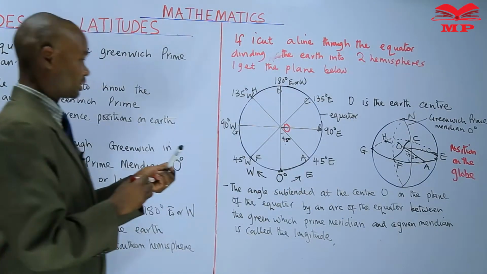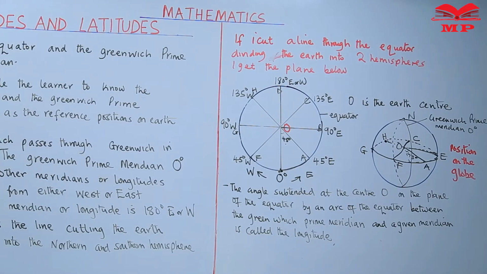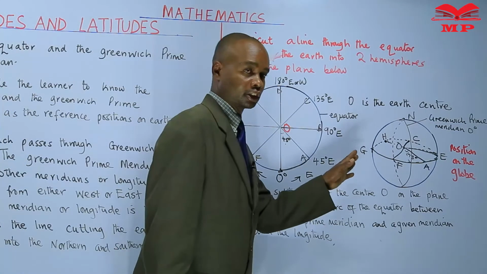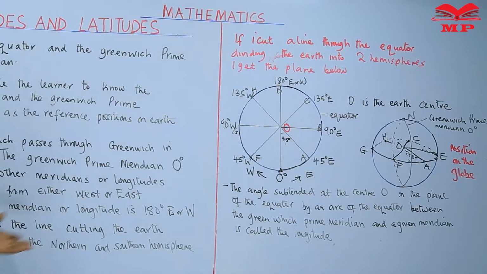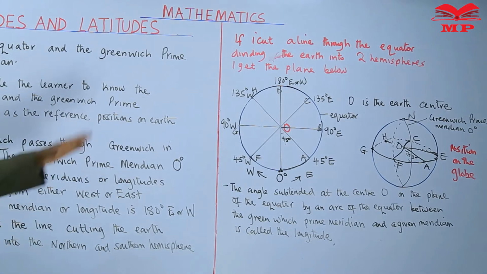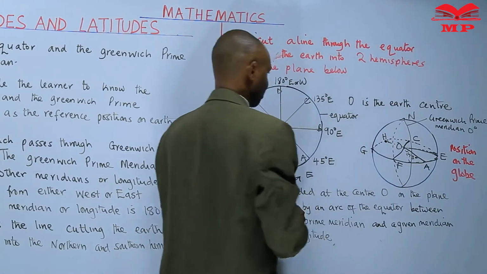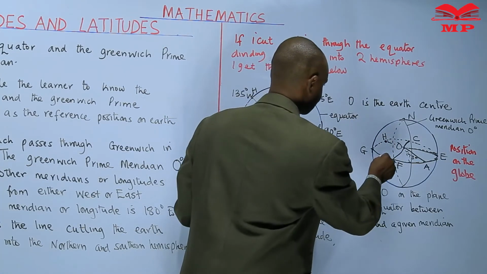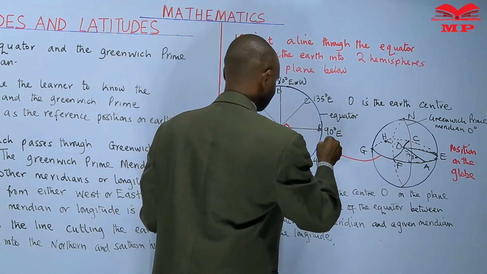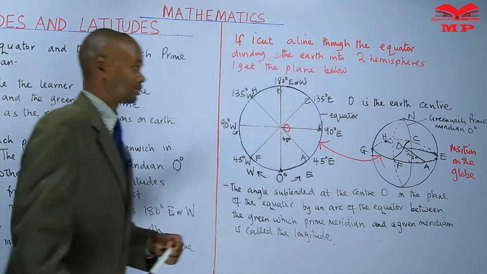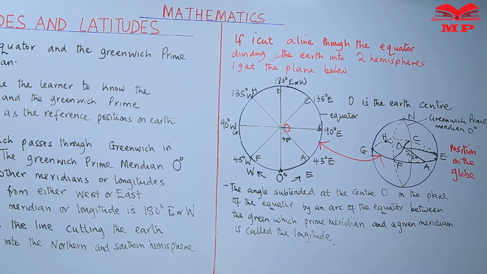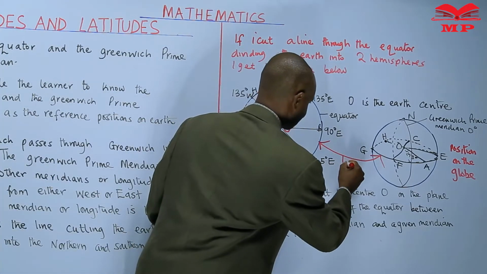So just as a recap, we are looking at the Greenwich prime meridian. The meridian which passes through Greenwich at London is called the Greenwich prime meridian, and it is 0 degrees, neither to the east or west. The equator is the line cutting the earth at the center into the northern and the southern hemispheres. This line is actually what has been projected here. That is actually that line, Lana. That is the equator.